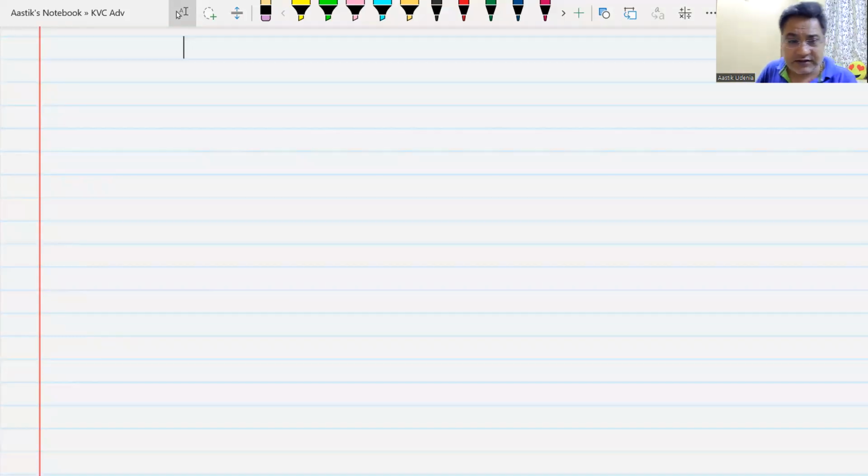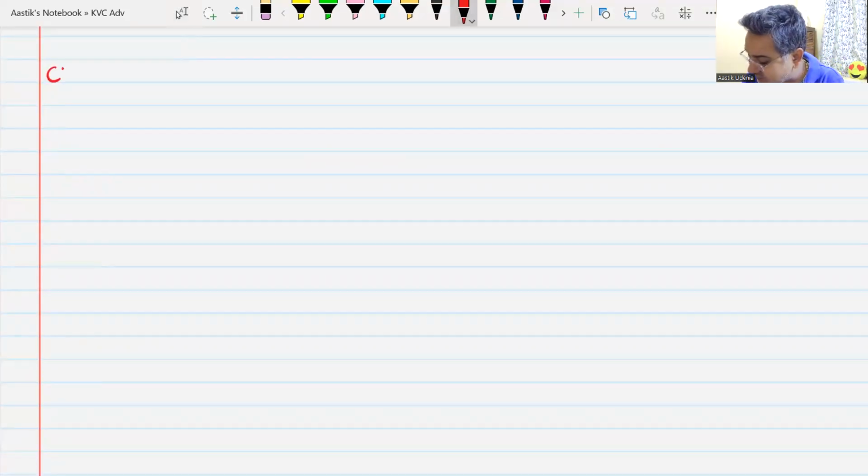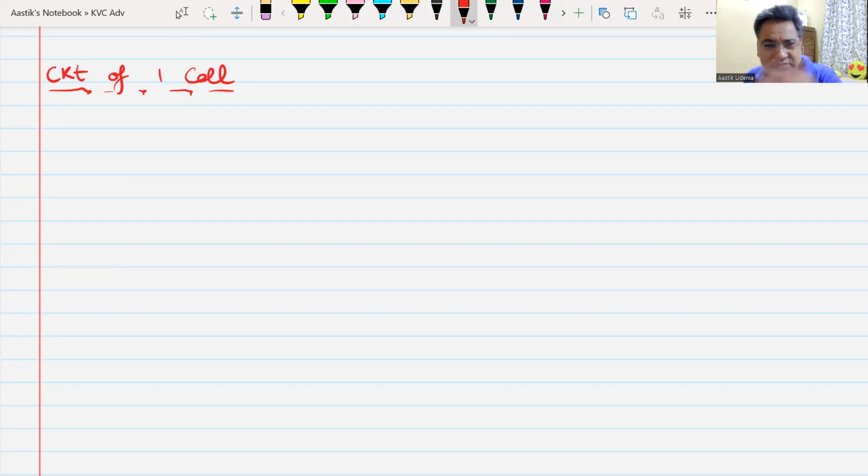So let us start with this circuit of one battery or cell. There's only one battery or one cell in the entire circuit. How are you going to solve that circuit? You can solve the circuit using your series parallel combination. Whenever you are trying to solve the circuit using series parallel combination, remember it's all about getting the answers in the fastest possible way.